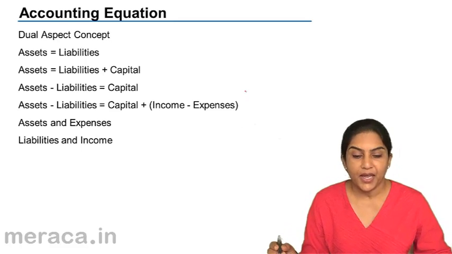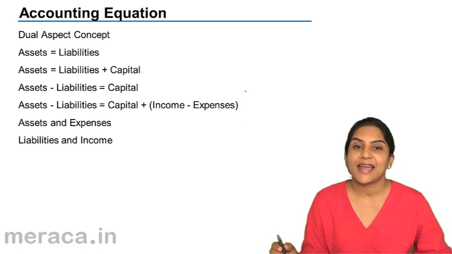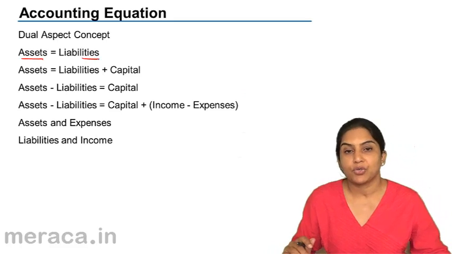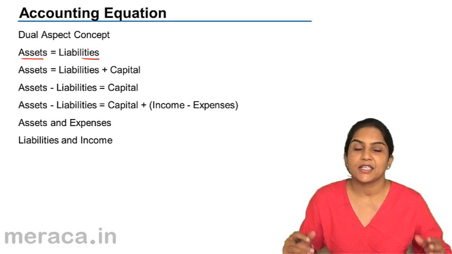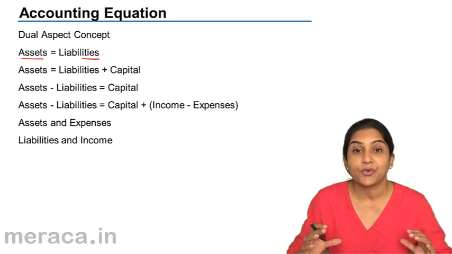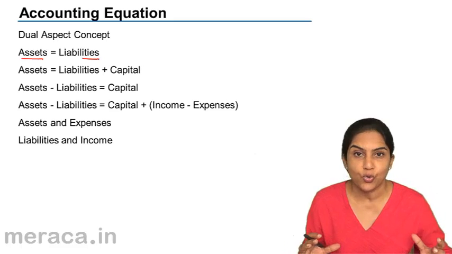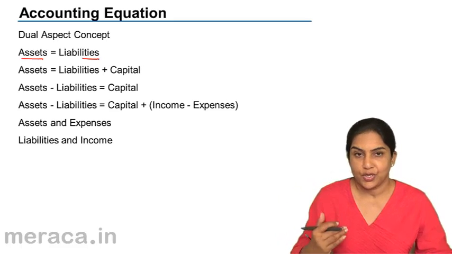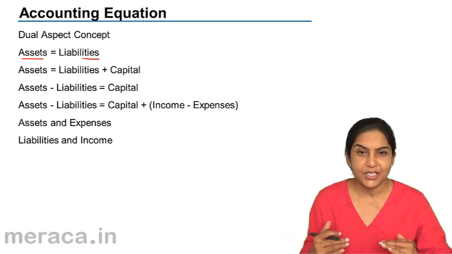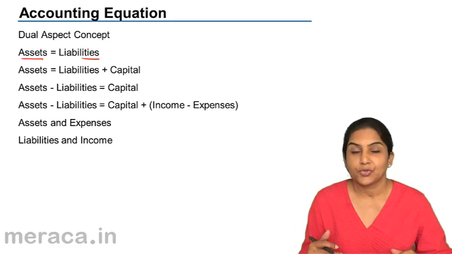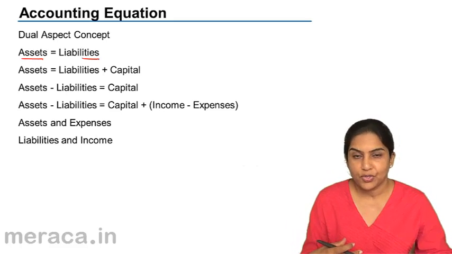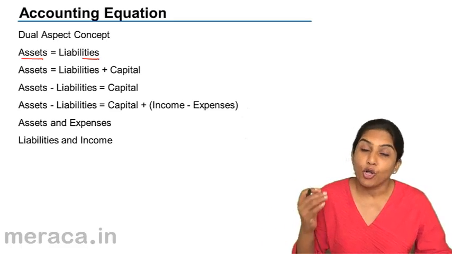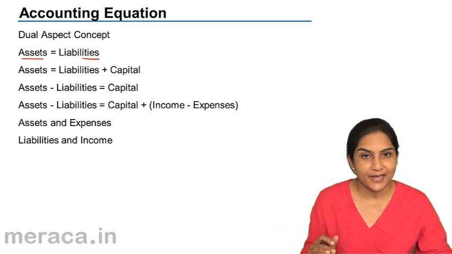The accounting equation says that at any point in time, your assets will always be equal to liabilities. Assets are the things that the business owns, and liabilities are what the business owes. The business owes money to the people from whom it borrows, to the people from whom it has purchased on credit, and also to the proprietor.